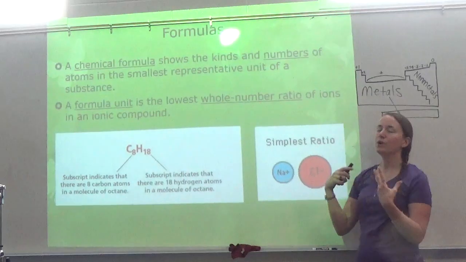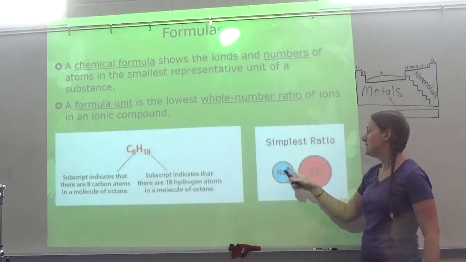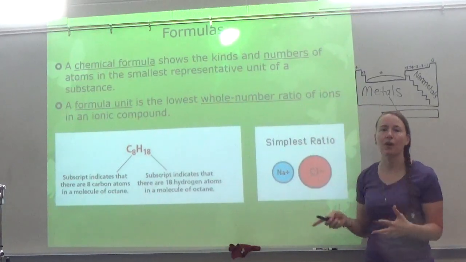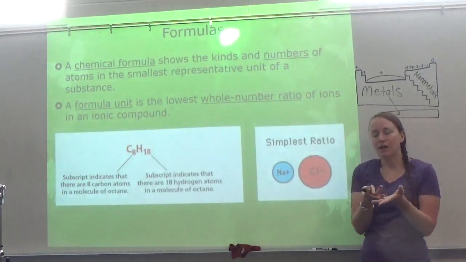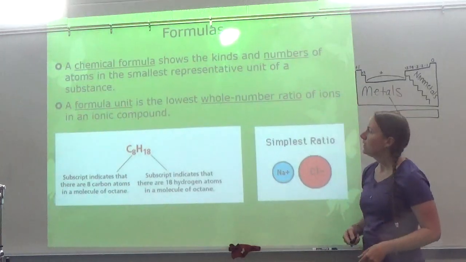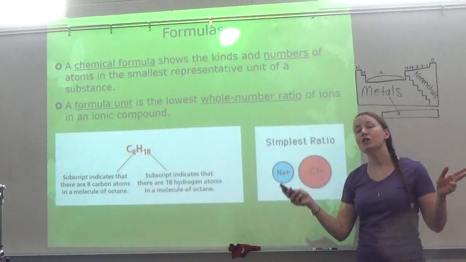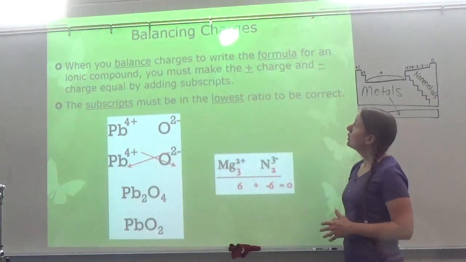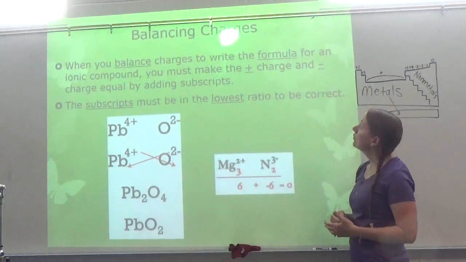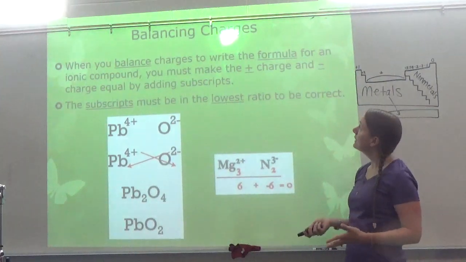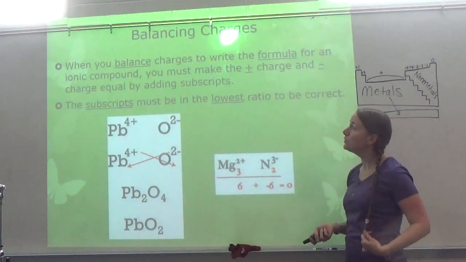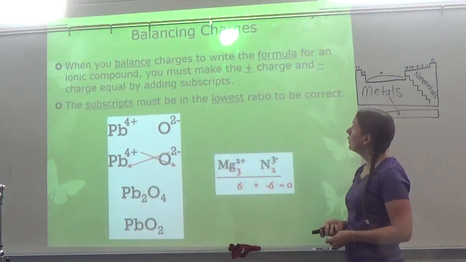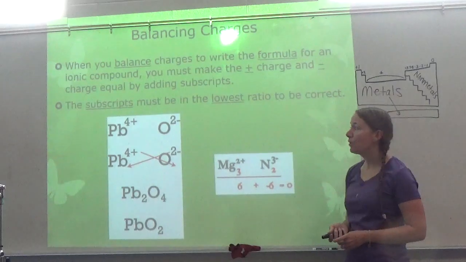So if you are holding a sample where you have 16 billion sodium ions, there would be 16 billion chloride ions in that same little piece of salt that you have. Okay, so it's just the lowest whole number ratio. It's not necessarily the actual amount. So when you balance charges or cross charges to write the formula for an ionic compound, you must make the positive charge and the negative charge equal by changing the subscripts. The subscripts must be in the lowest whole number ratio to be correct.